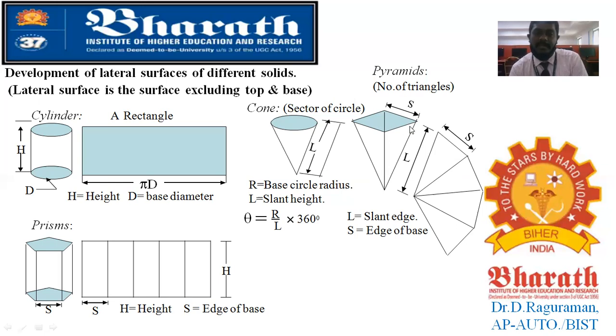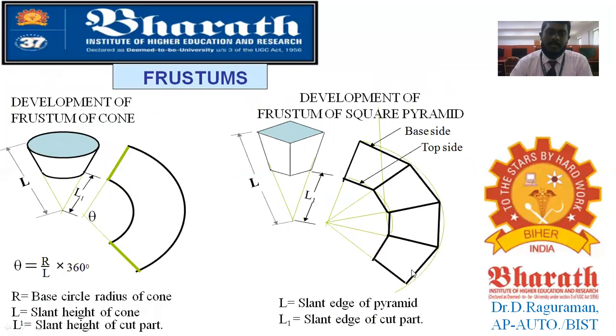It is a square pyramid, so you can see 4 triangles here. Okay, so here a rectangle and here a triangle, 4 triangles. And the meaning of frustum is, if you cut the cone or pyramid at a particular height, then that is what is going to be a frustum.